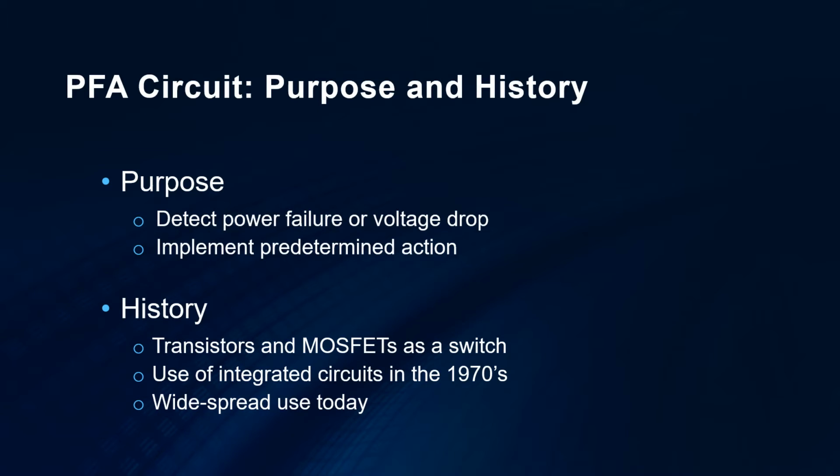The purpose of a power failure alert circuit is to warn of voltage drops or send a continuous alarm or specified actions in the case of a catastrophic power failure so that action may be taken. Transistors and MOSFETs can be used for switching in circuits such as the power failure alert circuit. In the 1970s, the use of switches and integrated circuits ramped up, and transistors are now some of the most used components in integrated circuits.